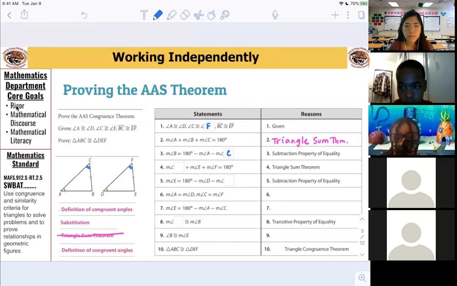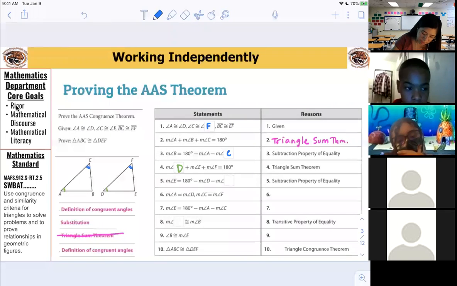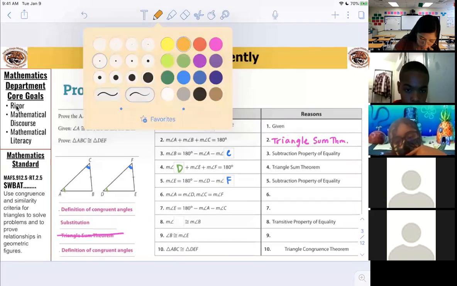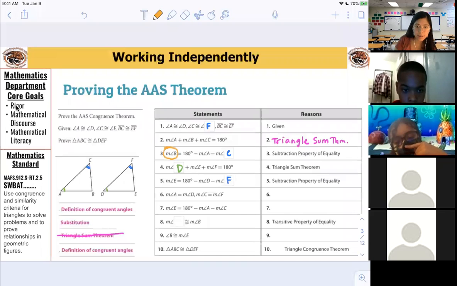Number 4, measure of angle blank plus measure of angle E plus measure of angle F equals 180. What's the missing piece there? D. D, good. Okay, that's the triangle sum theorem. And then finally, measure of angle E equals 180 minus measure of angle D minus measure of angle, good, F. So they just did the same thing to both triangles. So now I have measure of angle B all isolated, and I have the measure of angle E isolated.